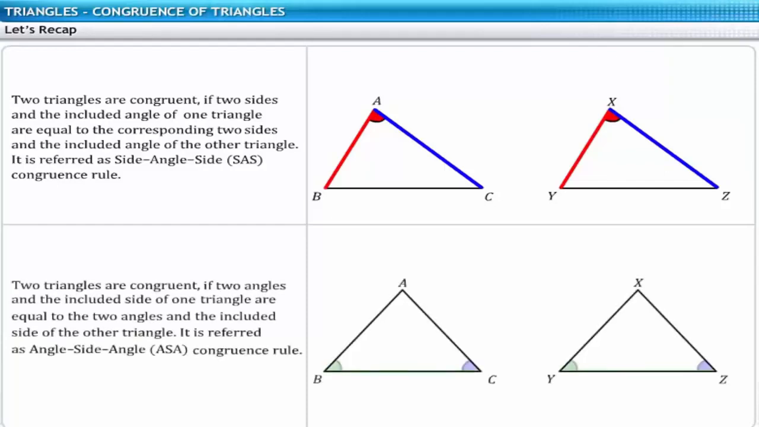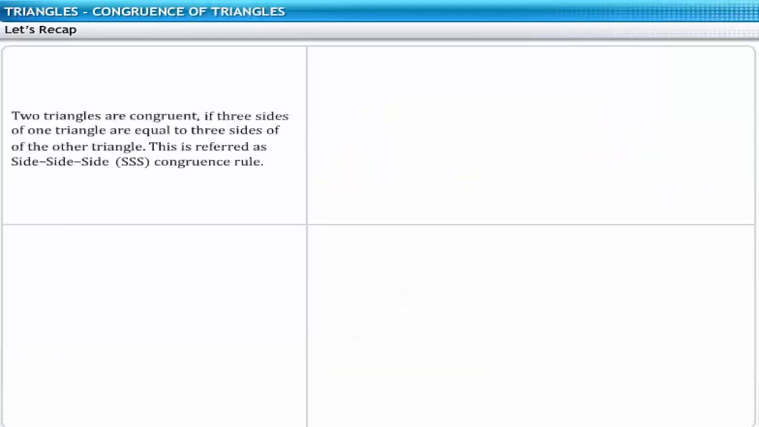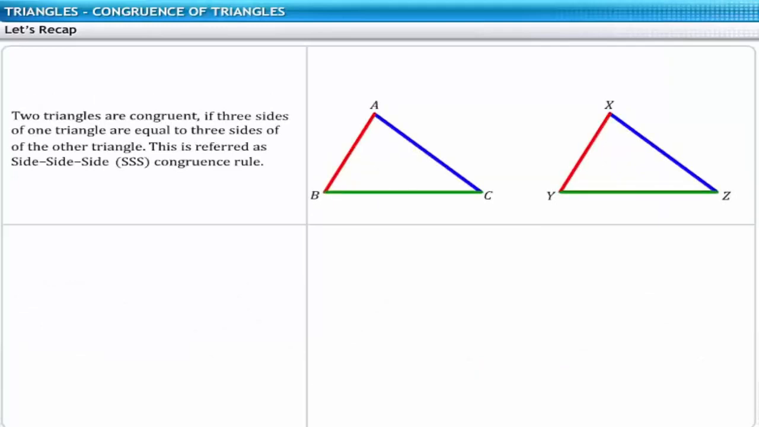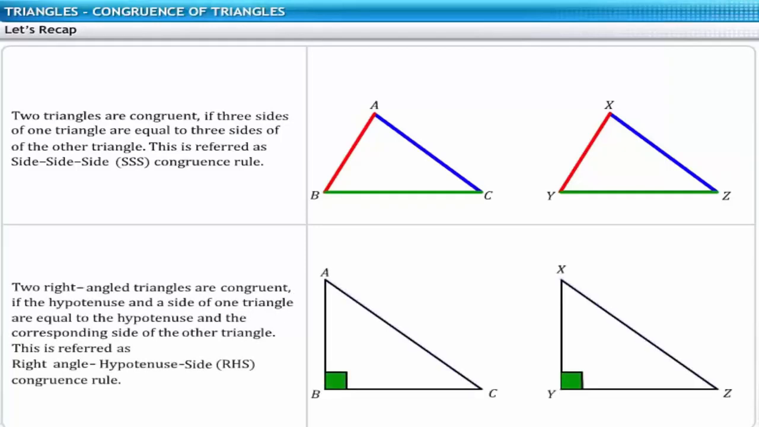Two triangles are congruent if two angles and the included side of one triangle are equal to the two angles and the included side of the other triangle. It is referred to as angle-side-angle or ASA congruence rule. Two triangles are congruent if three sides of one triangle are equal to three sides of the other triangle. This is referred to as side-side-side or SSS congruence rule. Two right-angled triangles are congruent if the hypotenuse and a side of one triangle are equal to the hypotenuse and the corresponding side of the other triangle. This is referred to as right-angle-hypotenuse-side or RHS congruence rule.